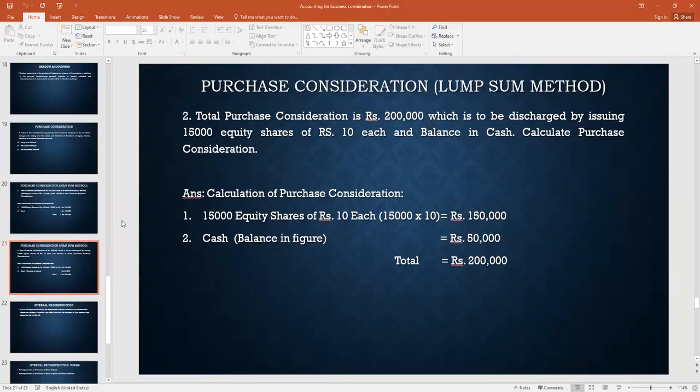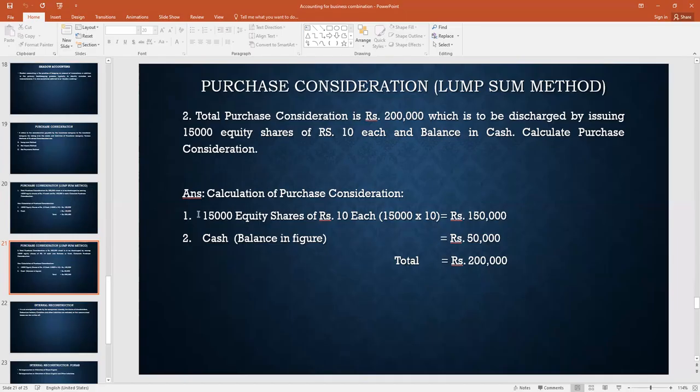So let us see the second question. In the second question, they said that the total purchase consideration is 2 lakh, which is to be discharged by issuing 15,000 equity shares of rupees 10 each, and the balance we need to find out, how much is to be payable in cash. From the first line we can understand that the total amount payable is 2 lakh. Out of this 2 lakh, 15,000 equity shares they are going to issue, and whatever balance remains out of 2 lakh they are going to pay in cash.